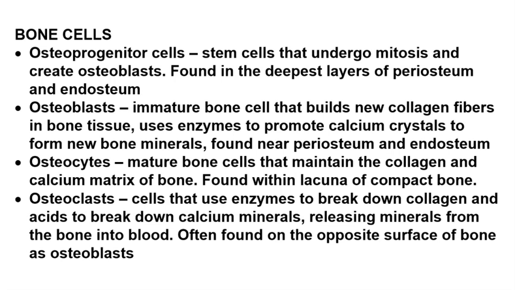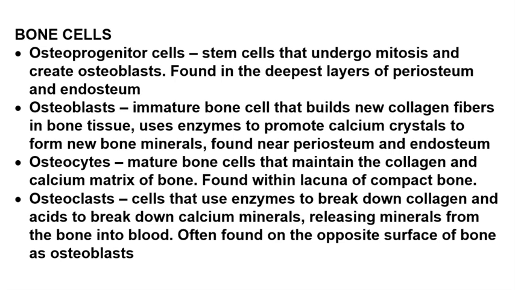And rather than directly laying down calcium minerals, they use enzymes to promote calcium crystallization in the collagen fibers that they lay down. So the calcium comes from the bloodstream, and the osteoblasts are simply stimulating that calcium to crystallize and form the bone minerals. And typically the osteoblasts are found near or within the periosteum and endosteum, because they have to be close to the bone tissue in order to build it, so it makes sense that they're in close proximity to it.